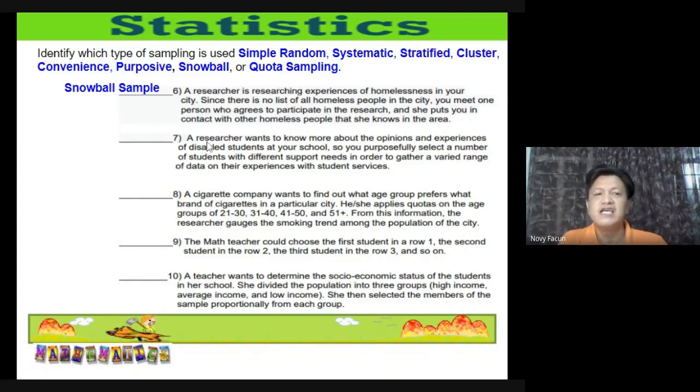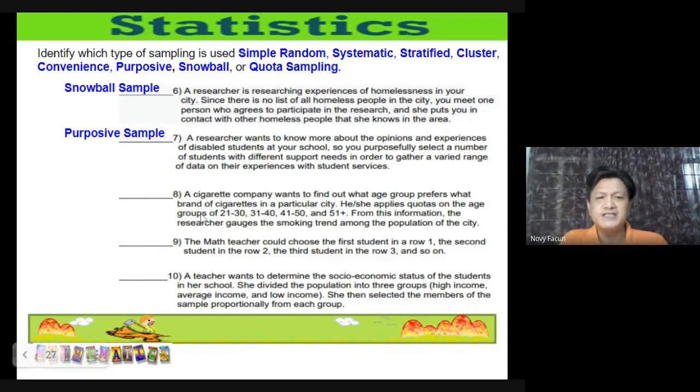Kaya that is snowball. Next, number seven, a researcher wants to know more about the opinions and experiences of disabled students at your school, so you purposely select a number of students with a different support needs in order to gather a wide range of data on their experience with the student services. Di ba? So kung ikaw magre-research, di ba, i-apply mo dito yung purposive sample. Kasi nga, para mas madali mo makuha or mas mapalawak yung iyong gustong i-collect na data, yun yung purposive sampling.